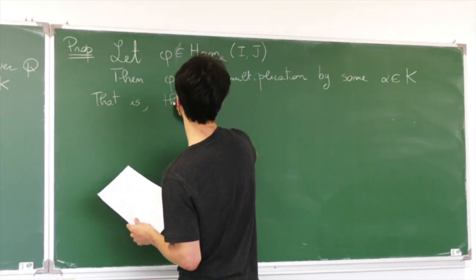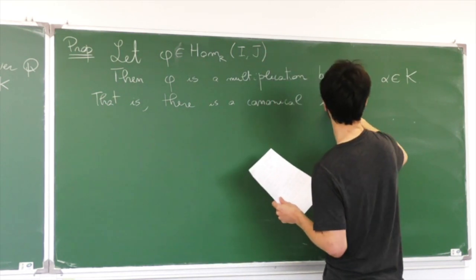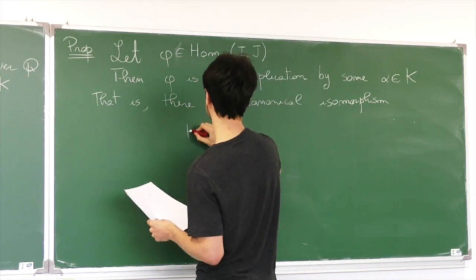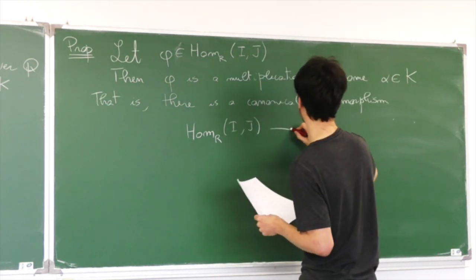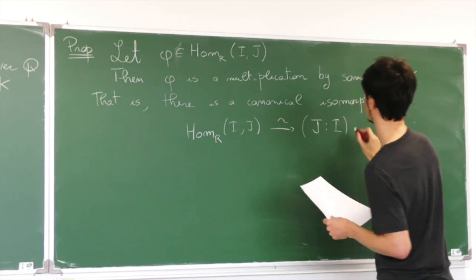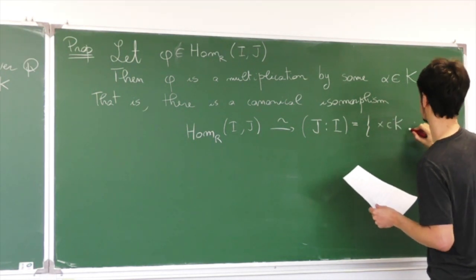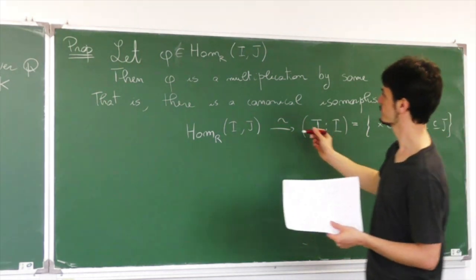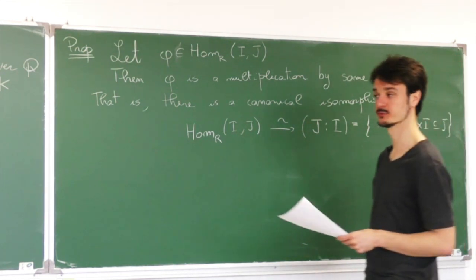there is a canonical isomorphism between Hom_R(I, J) and the colon ideal that we defined and discussed yesterday, (J : I). Remember that this was precisely the elements x in K such that x times I is inside J. And this isomorphism is the one that sends a map phi to the corresponding element alpha as in the statement. All right, now give me a proof. Let me give you a proof.